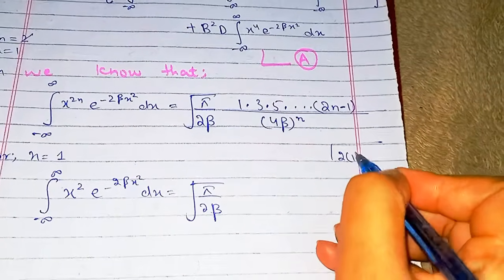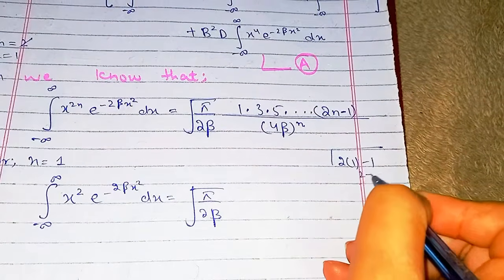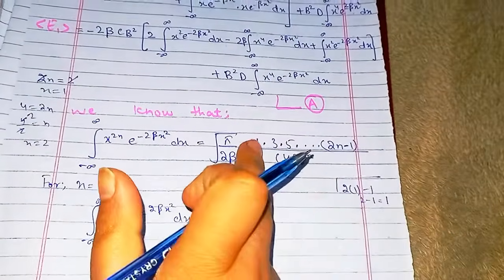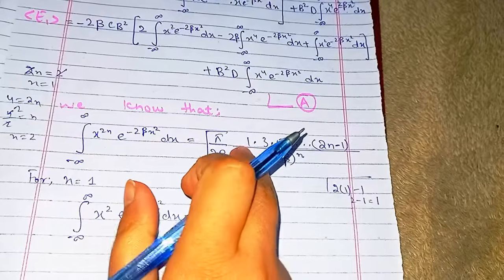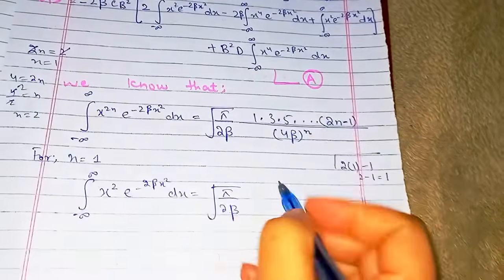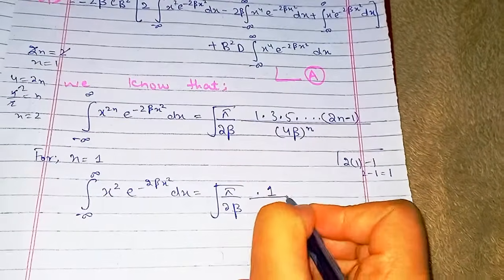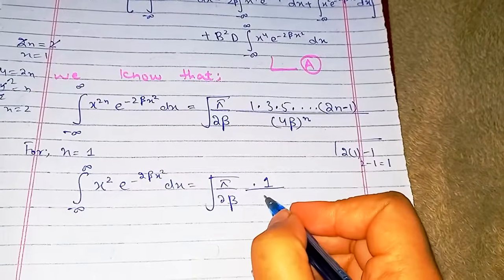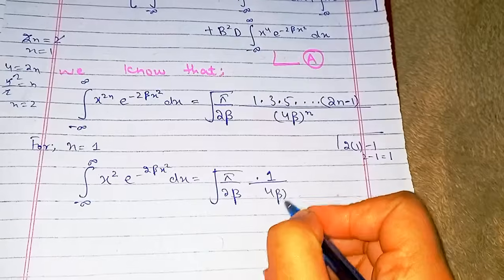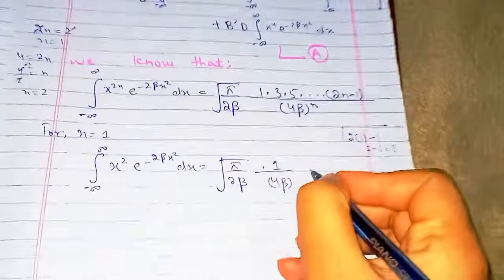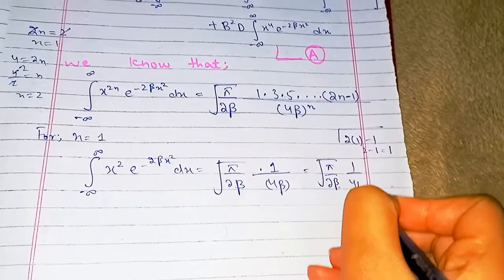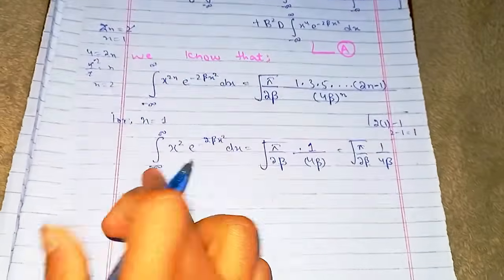So 2 into 1 minus 1, 2 1s are 2, minus 1, 2 minus 1 is 1. So it stops at 1, and this starts at 1 as well. So 1 is the only one number that you can write in this series, and divided by 4 beta to the power 1. So we can write pi by 2 beta 1 by 4 beta. That's the value of this integration.